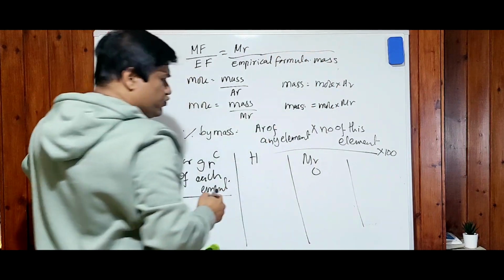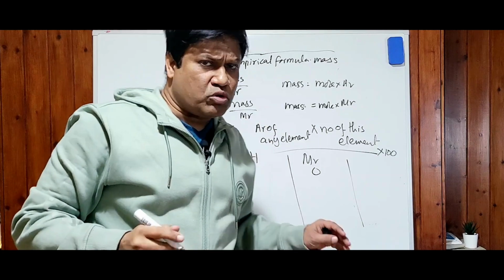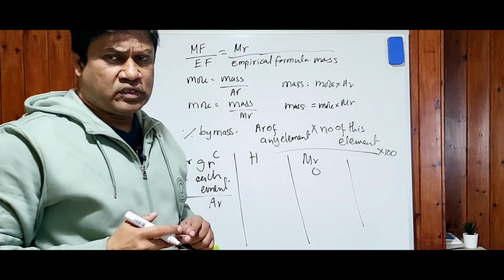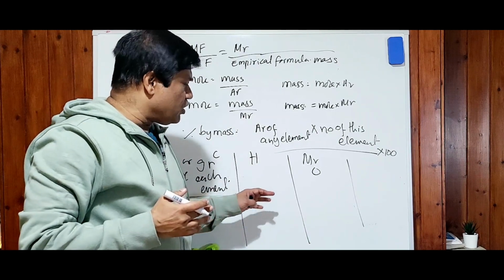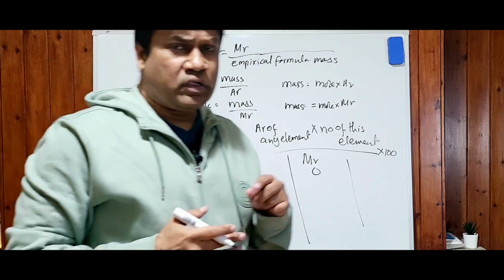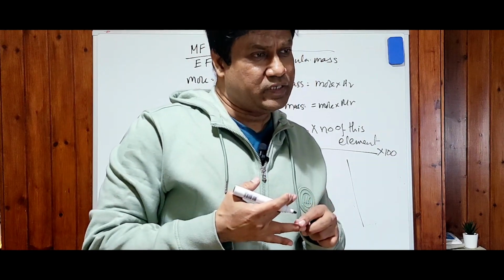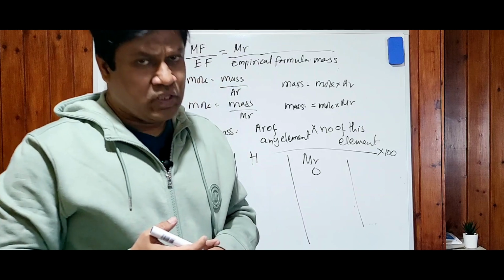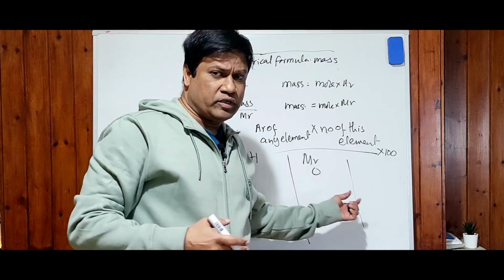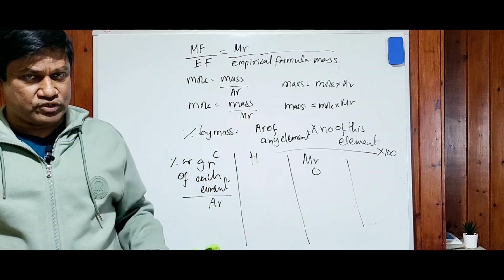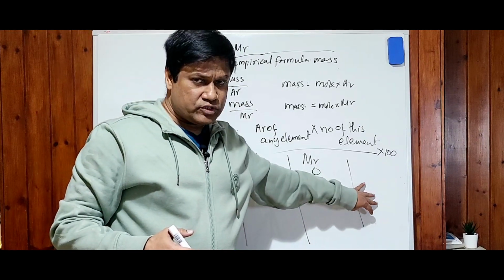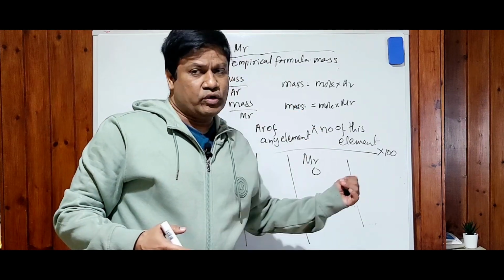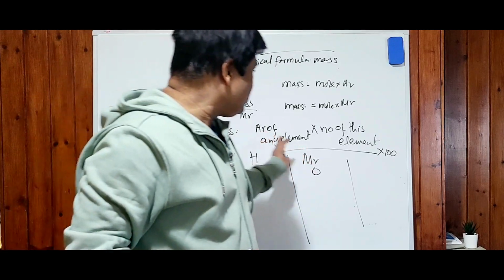Thanks for watching my video. I want to stop this video here. I will try to cover the amount of substances, also called the mole concept. In that, we already worked out how to calculate the mole, mass, and empirical formula mass, and we already discussed stoichiometry, which is nothing but the balanced form of a chemical equation. From that balanced chemical equation, we can figure out the amount of the product from the reactant. Okay guys, thank you for watching all these videos.